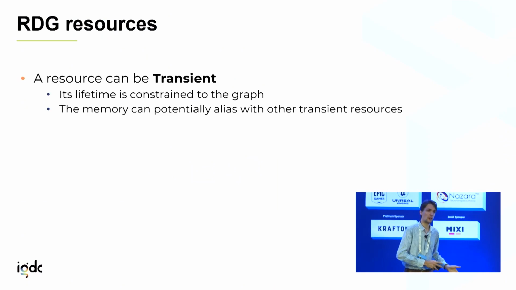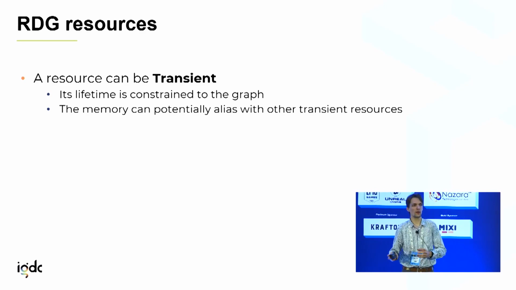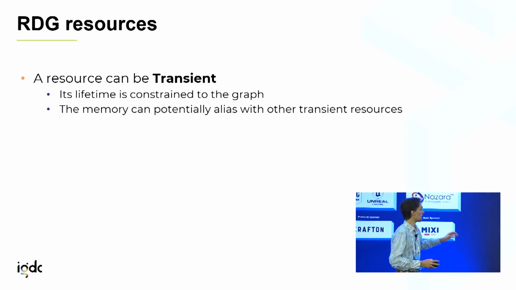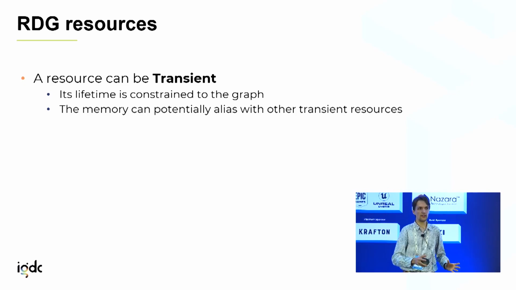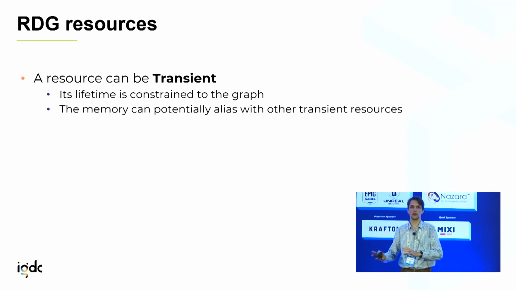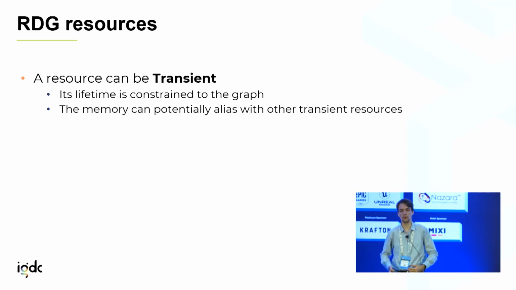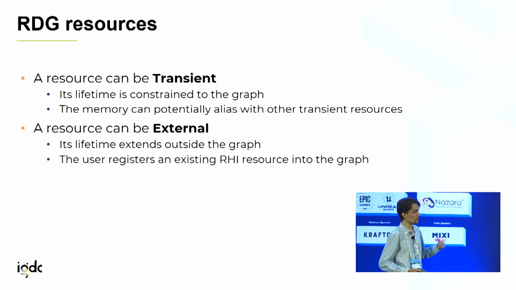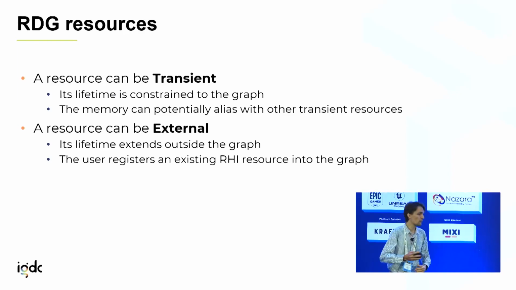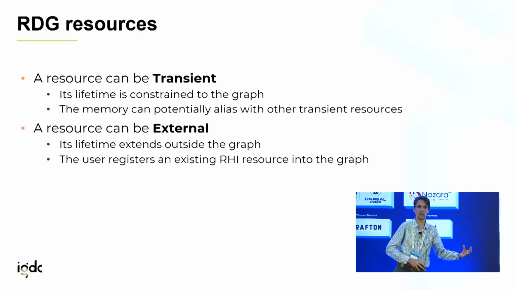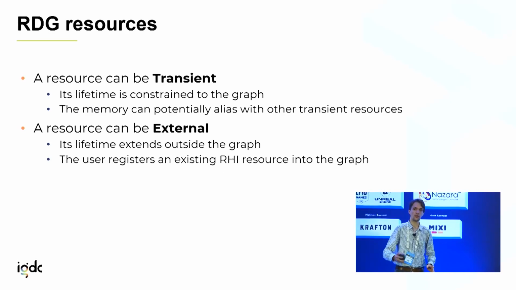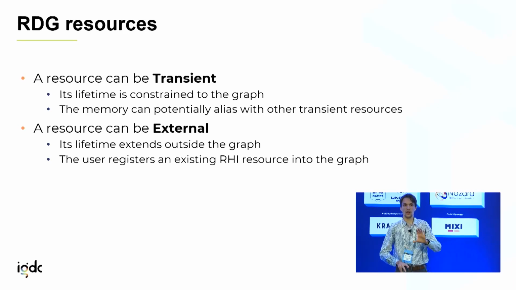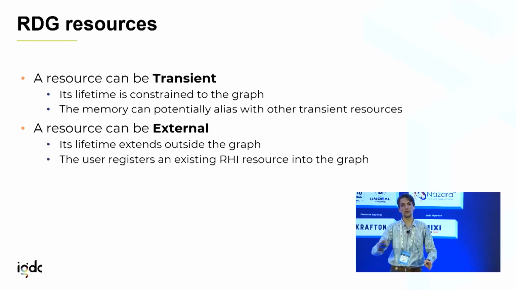If you remember when I was talking about how the graph works, one of the big advantages is that the graph is able to know when to allocate and release resources. And you do that by defining a transient resource. The transient resource lifetime is constrained to the graph. The RDG graph is managing when to allocate, when to release, and when to alias, reuse that memory for something else. Or you can also have an external resource. That's a resource whose lifetime extends outside the graph. Think about something that you want to back up across frames and reuse multiple times. In that case, it's your responsibility as a graphics programmer to initialize that resource using RHI and release it when you don't need it anymore.